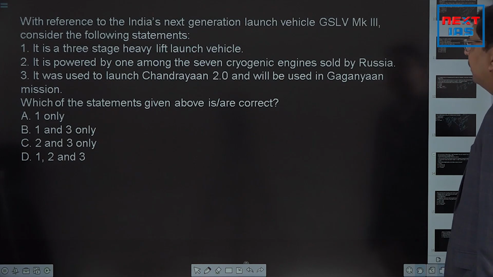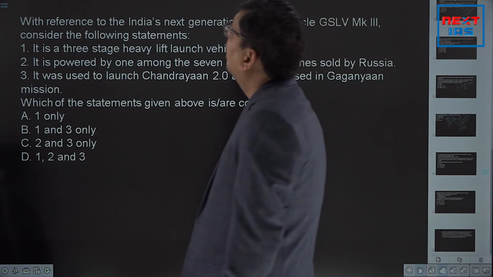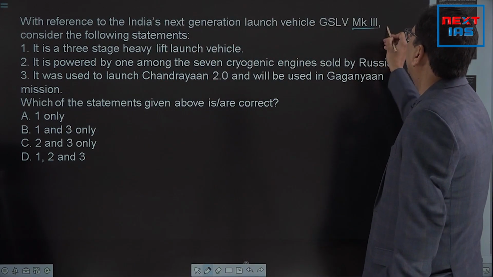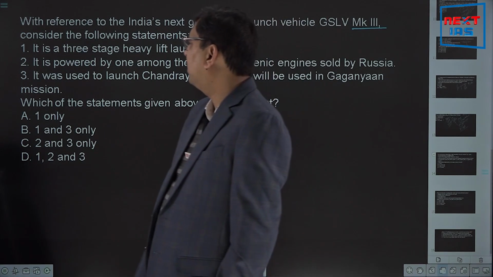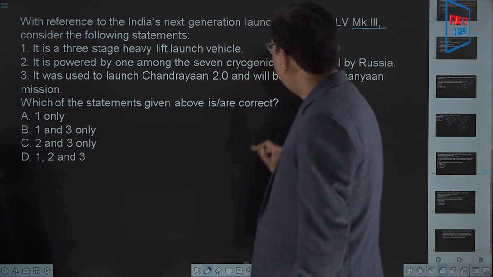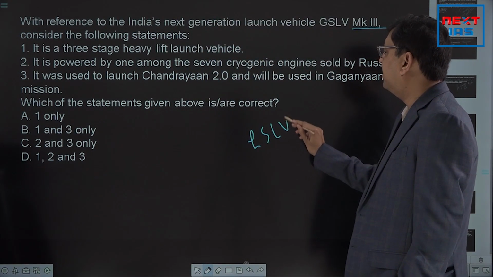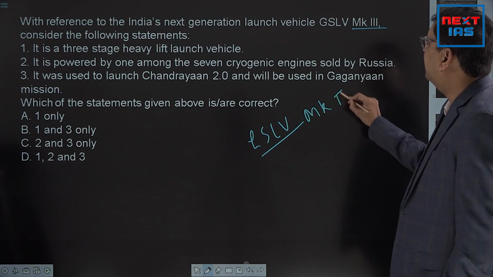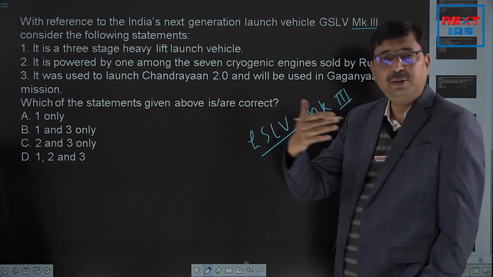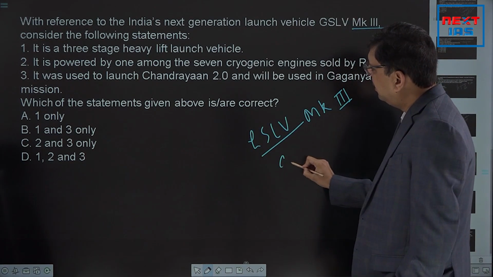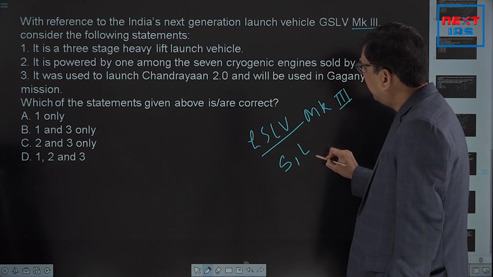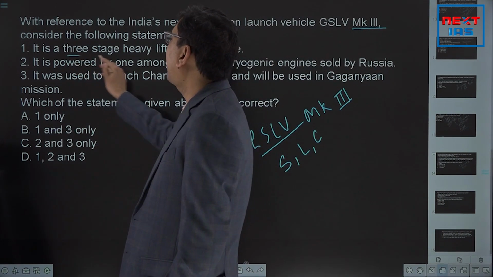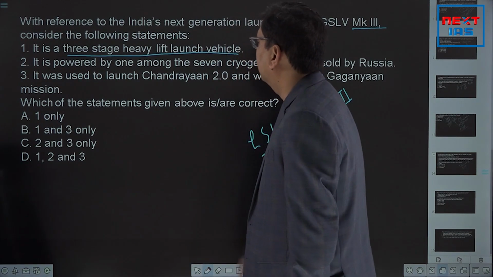Now, next one. With reference to India's next generation launch vehicle GSLV Mk3, consider the following statement. GSLV Mk3 has 3 stages. 3 stages means 3 engines: solid, liquid, and cryogenic. So it is a 3-stage heavy lift launch vehicle. Yes.